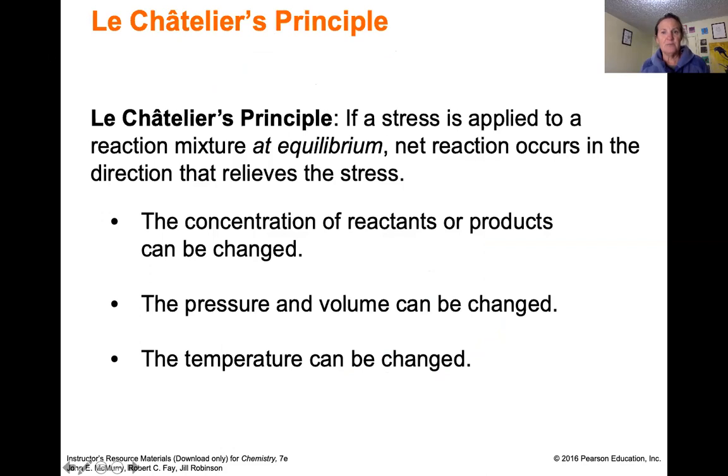An important idea, which really is just an idea you could figure out logically, is called Le Chatelier's principle. It just says if you have a system at equilibrium, but you stress it, then the reaction is going to occur in a direction that relieves that stress. Some of the stresses are: you could change the concentration of reactants or products, the volume or the pressure could be changed, and the temperature could be changed.